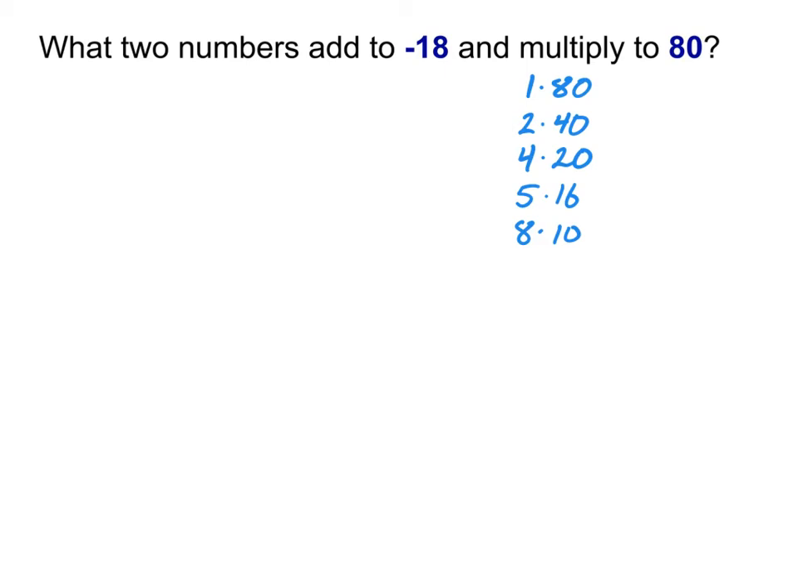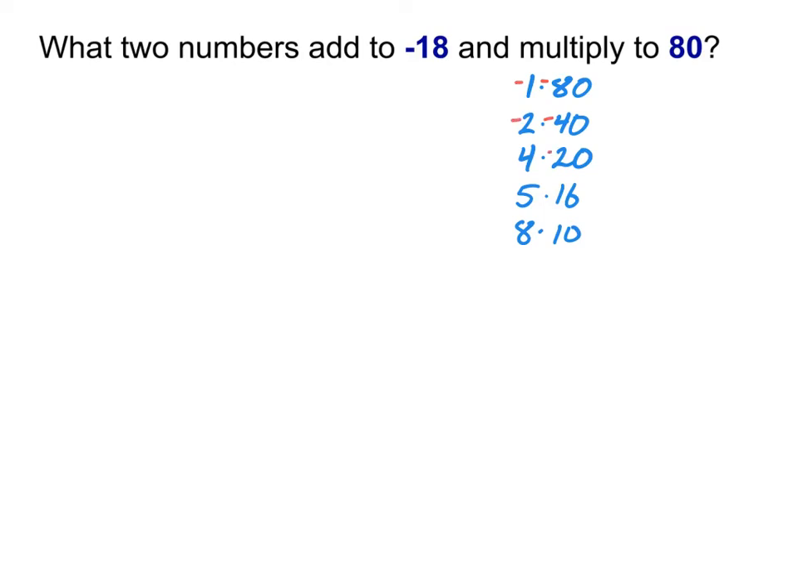So these are all my combinations. But of course, if I'm going to try to see what they all add up to, every single one of these will not be right, because remember, our goal is to end up getting a negative 18. And anytime you add a positive and a positive, you're going to get a positive. Well, that clues you into what your final answer signs will be, because the only way to multiply to a positive but add to a negative is if both numbers are negative.